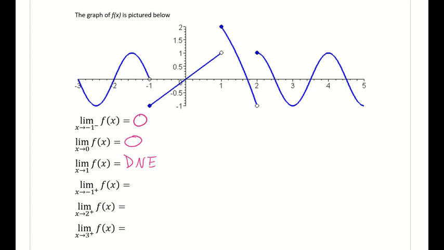Limit as x approaches -1 from the right. So we find -1 on our x-axis. We are taking a look from the right. We know our right from our left, and we look at what that y-coordinate is. That is -1. So as x approaches 2 from the right, we look at that y-coordinate. It's going to be 1. And as we approach 3 from the right, we look at the y-coordinate, and it's going to be -1.